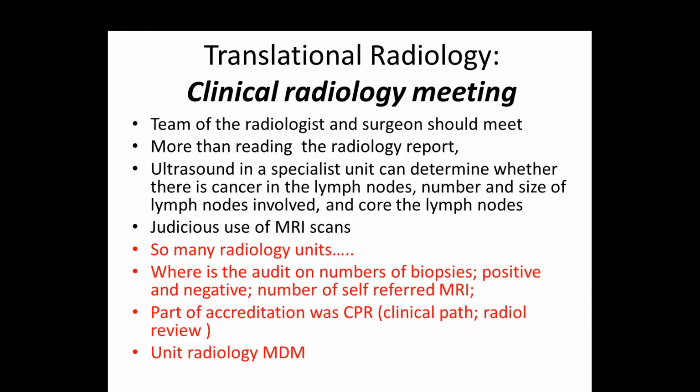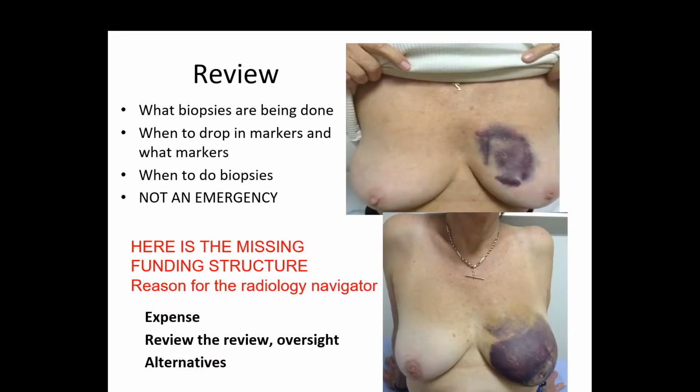There are many radiology units. We have to audit the number of biopsies done, positive and negative, as well as self-referrals. So here's an example of screen-detected disease where biopsies have been done, and you can see these massive hematomas. So there's no such thing as an emergency core biopsy. You need to understand the costs up front. Some of these valves are incredibly expensive. If it comes back as benign, it's taken out of patient savings, and there's a large amount of money wasted.